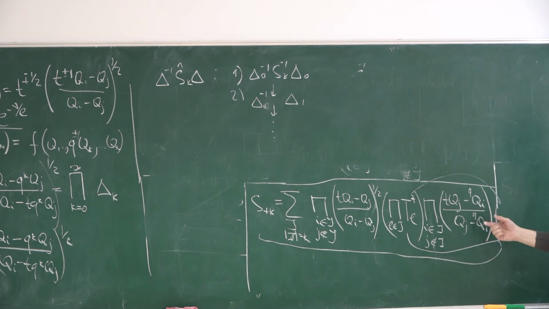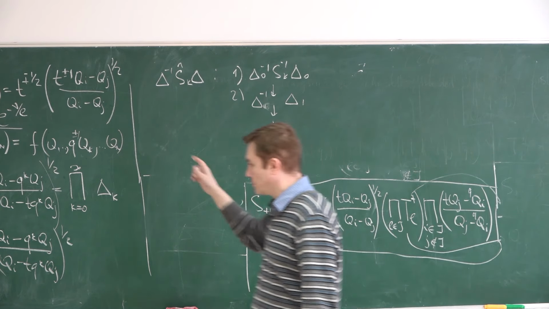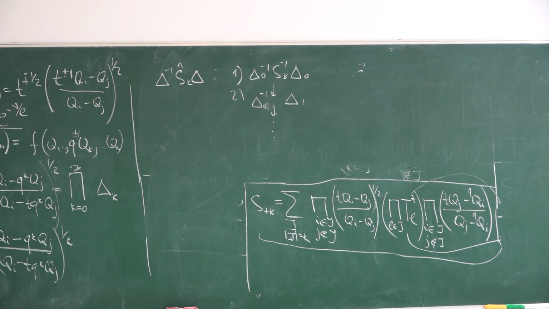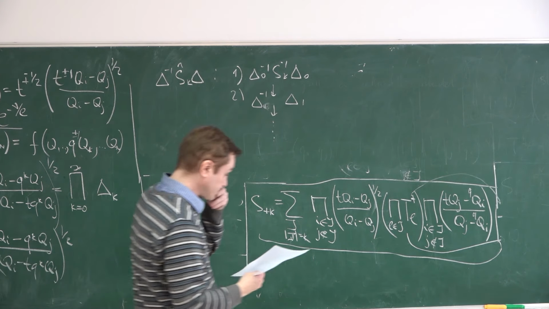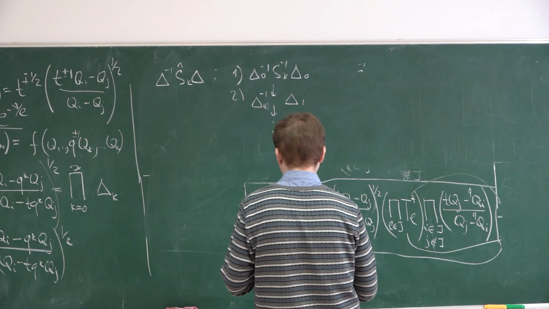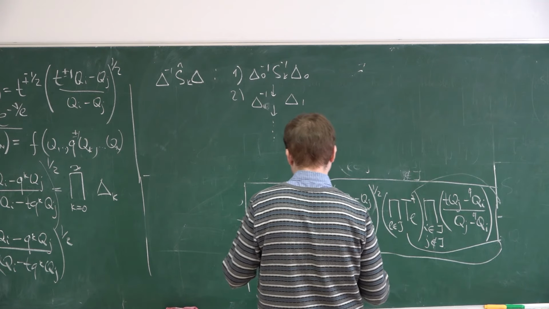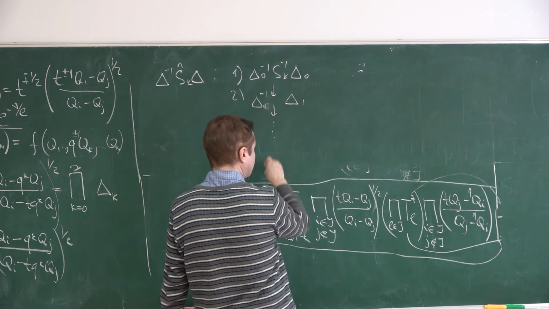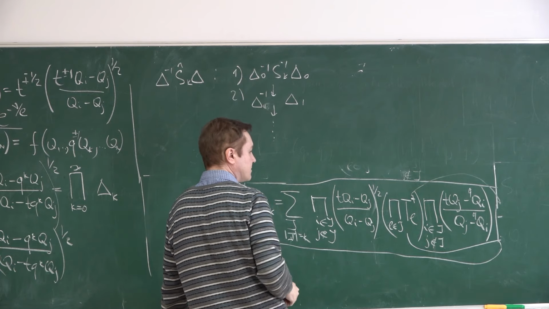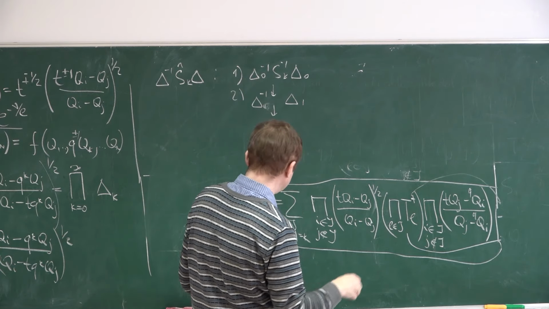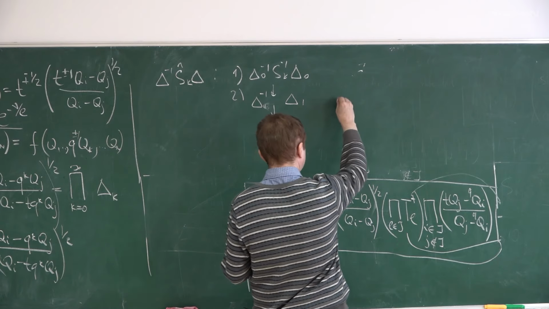So you'll have some ratios of rational functions of q's with square roots, of course. And each time you will have some cancellations. And finally, we obtain the following operator. I won't go into details because it's much easier to do it by yourself than to write it on the blackboard.